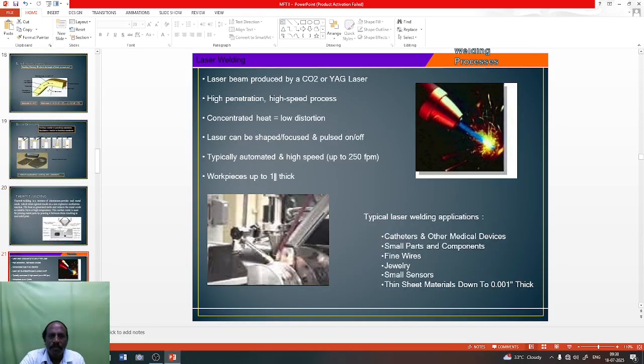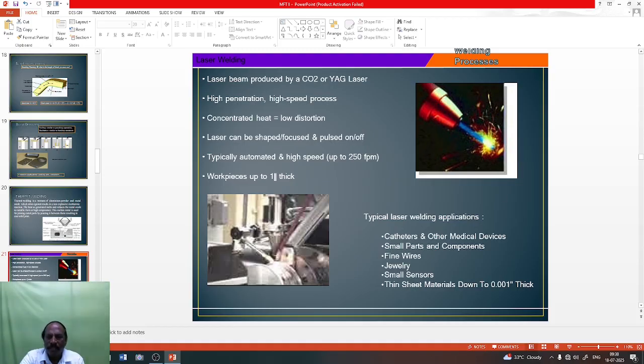And laser beam welding. A laser beam produced by a carbon dioxide laser is known as laser welding. So this is concerned with the heat flow. Low distortion, the laser can be used. So the laser has very high accuracy, using a yttrium aluminum garnet laser, and you are passing it through, and you will get the shapes.